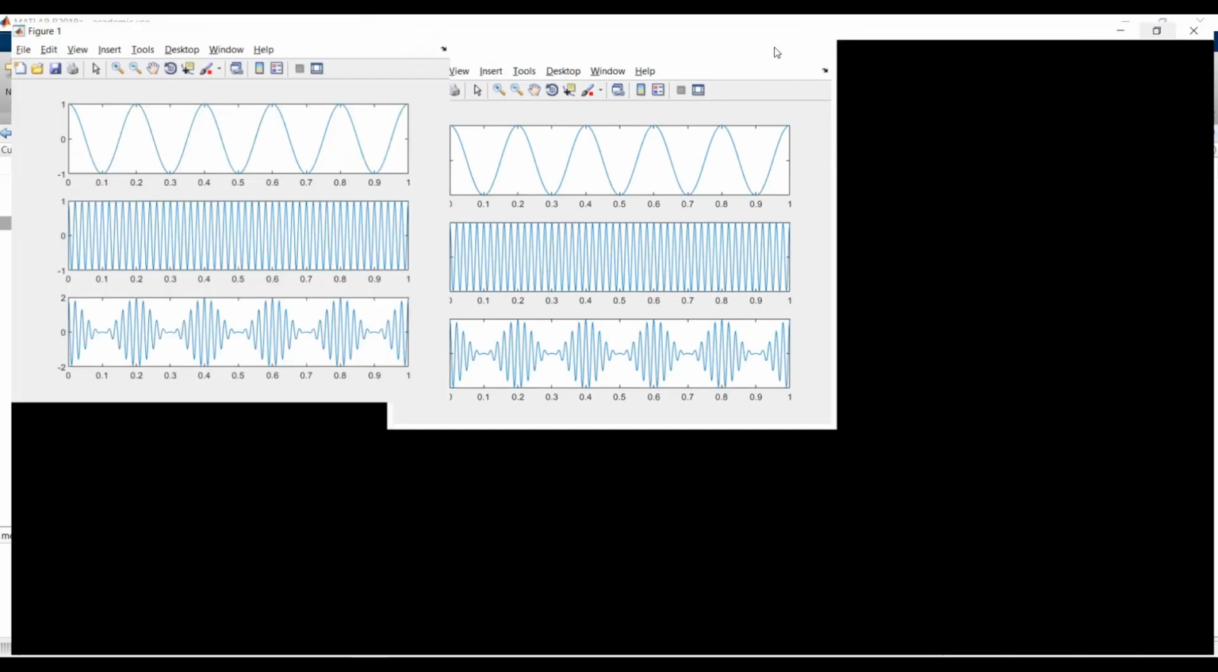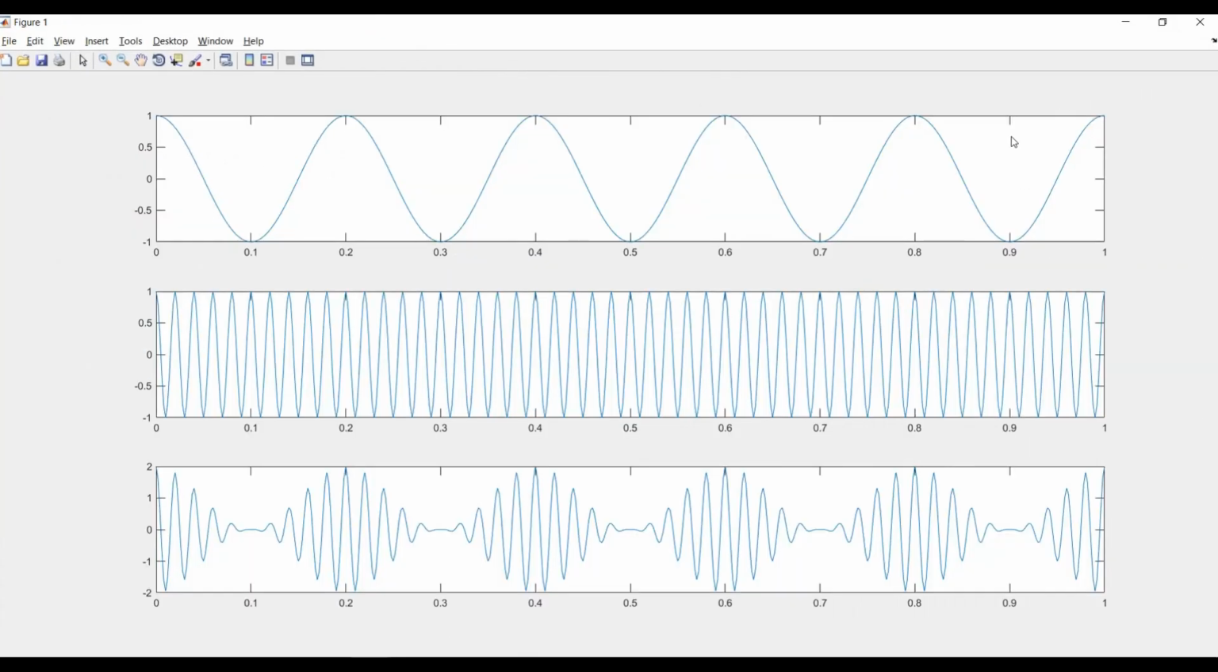So here we go. This is our signal here. This is our modulating signal. This is our carrier signal. This is our modulated signal. As you can see here, the amplitude, or the envelope, of our modulated signal varies accordingly with the amplitude of our modulating signal.